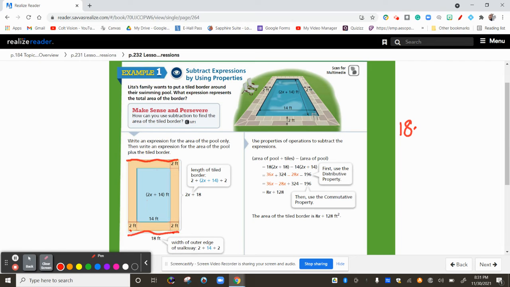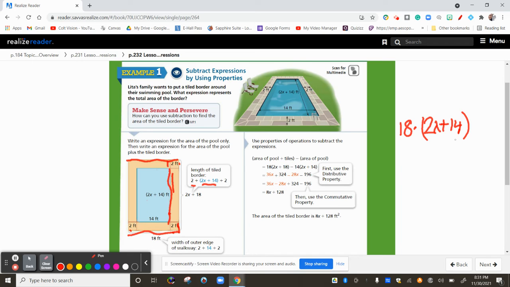So they're not even telling us what x is. They're saying it's 2x plus 14. Well, that's just the water part. Then you have to add 2 feet on each side for the border. So that's where they're getting the 2x plus 18. This right here is 2x plus 14, plus 2 more over here, and that's a total of 2x plus 18 when they simplify it. So that would be the area of the whole big thing.